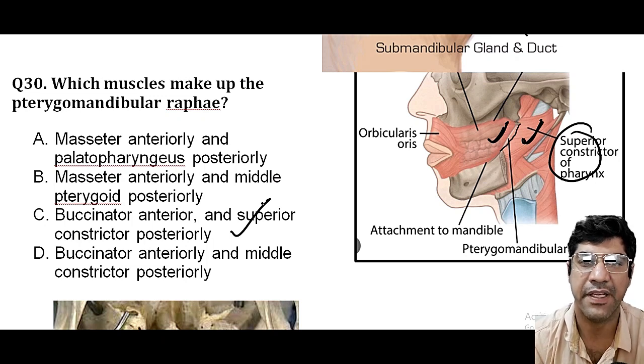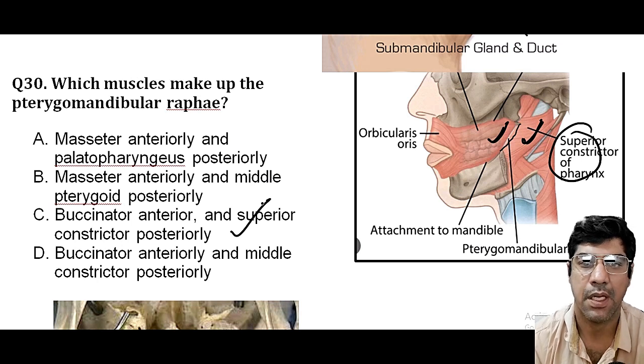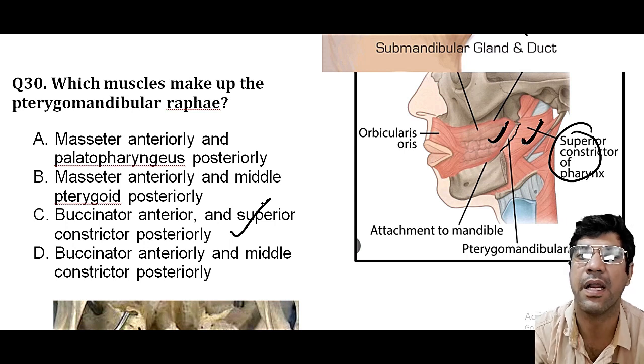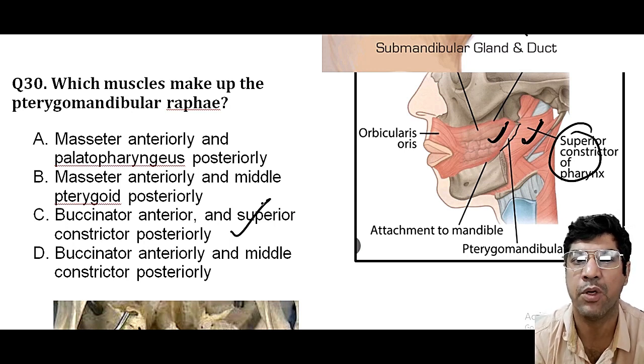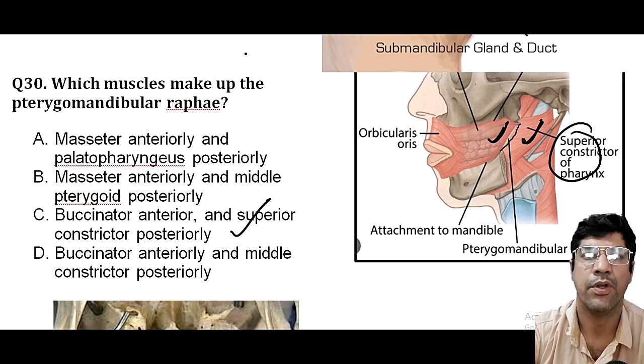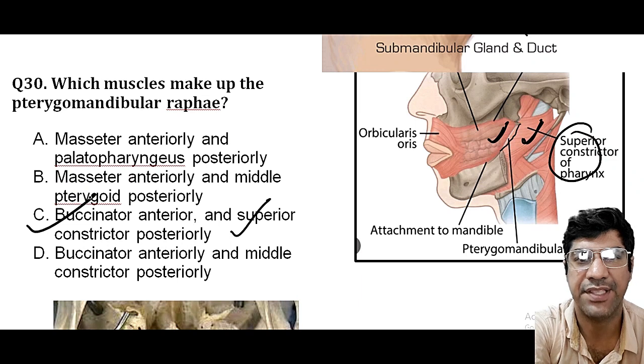like a tough band of tissue inside your mouth. That will connect your cheek to your jawbone, like a natural support system that helps to keep everything in your mouth in the right place. Remember, this raphe is attached above to the pterygoid hamulus and below to the posterior end of the mylohyoid line of the mandible. So your answer here is C. Mark answer choice as C.